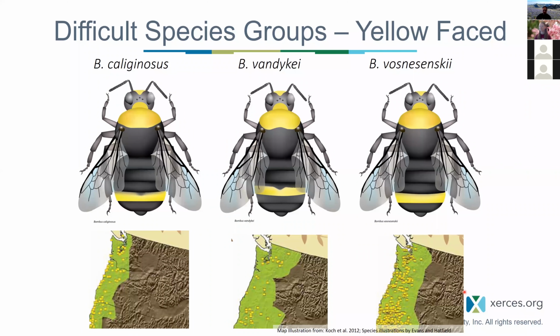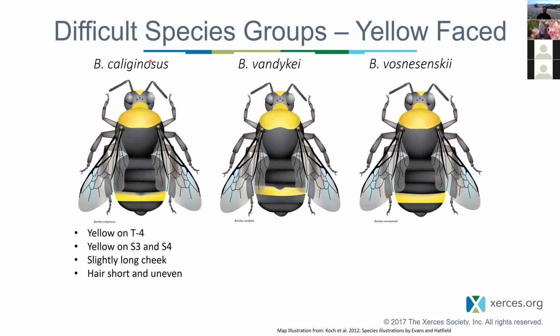But they all have yellow faces and yellow stripes with some subtle differences. So Bombus caliginosus has yellow on its face and then also on T4. Notably, this species also has yellow on the sternal segment. So that's the underside of the abdomen. Remember in the video that I showed you earlier, I told you for yellow-striped, yellow-faced bees, you need to take a picture of the underside of the abdomen. And it's because I want to see whether there are yellow hairs there. That will help me distinguish Bombus caliginosus from Bombus vandykei from Bombus vosnesenskii. That's why we need to take that picture.